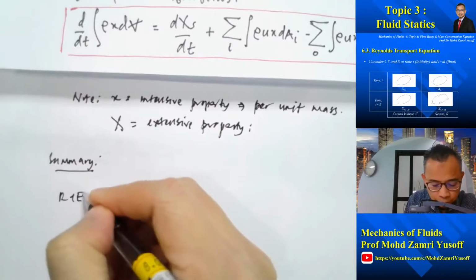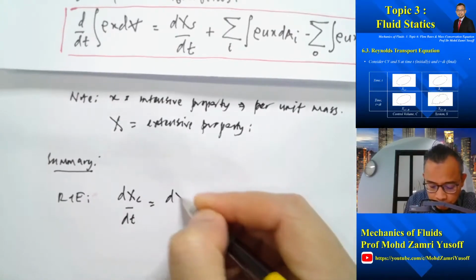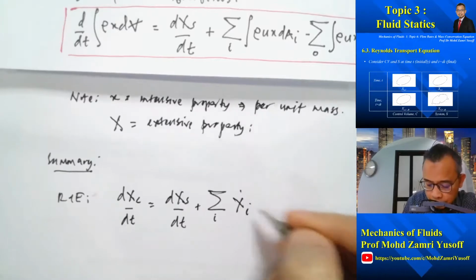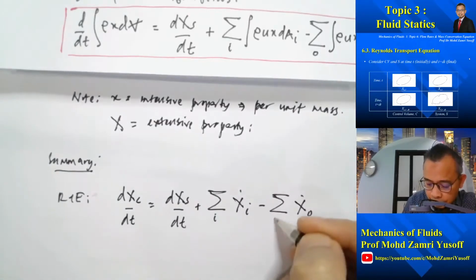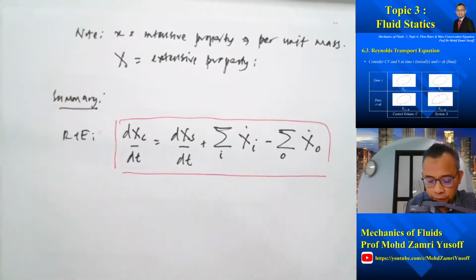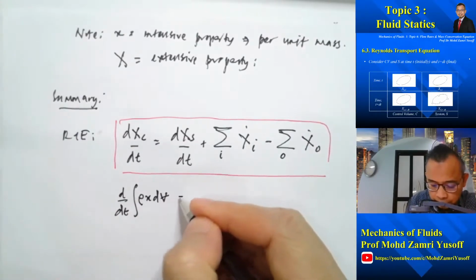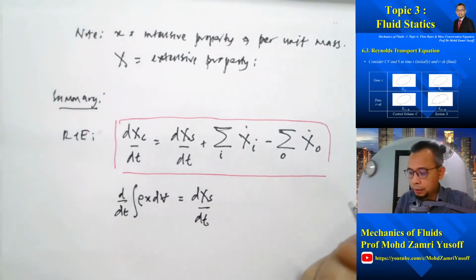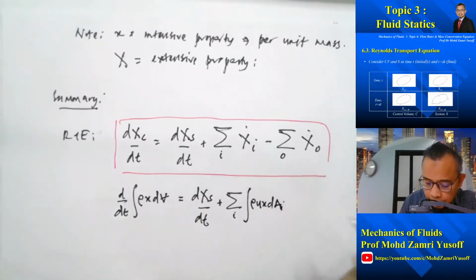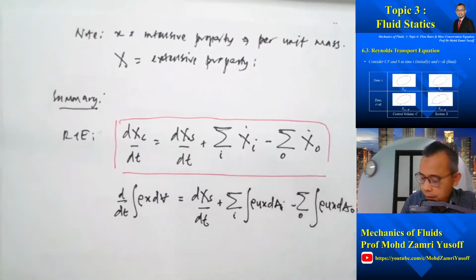So I can write a summary of the equations. The Reynolds transport equations that we have just derived is dxc by dt is equal to dxs by dt plus all the inlets x dot inlet minus all the outlet x dot outlet. And for non-uniform flow, d by dt of rho x dV is equal to dxs by dt plus, for all the inlets, rho ux dA inlet minus rho ux dA outlet for all the outlet.